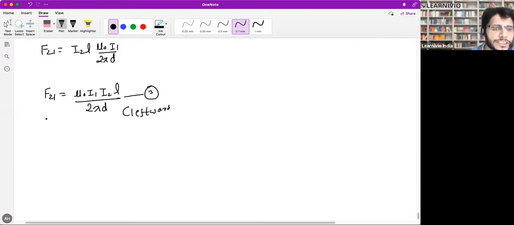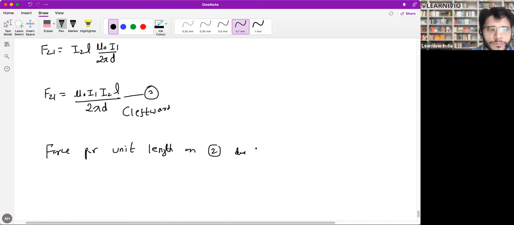I need one more thing. This F21 is the force on length L. Now I need the force per unit length on conductor 2 due to 1. So Mariam, how do you calculate force per unit length? Here I get the force on length L. How do you calculate the force on unit length of the conductor? Mariam? Divided by the total length. Very good.